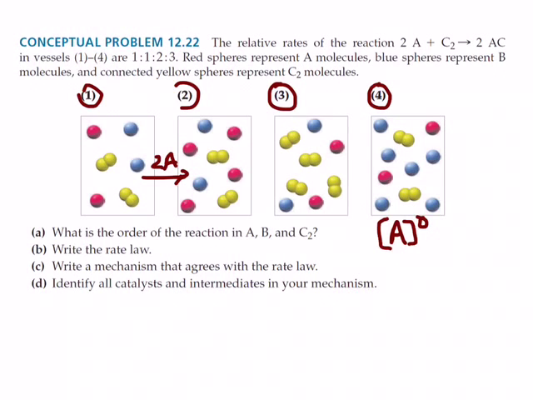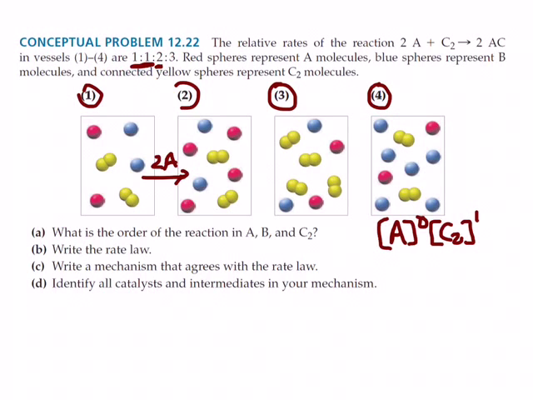Now what about vessel 3? Vessel 3 compared to vessel 1 has the same amount of A, the reds are the same in 1 and 3, the same amount of Bs, the blues are the same in 1 and 3, but it has twice as much C2. We've got 4 C2s versus only 2 in vessel 1. So we've doubled the C2. That doubling of C2 caused the rate to double. Notice the rate was twice as high as it was in the first 2 containers. Since we doubled the C2 and that doubled the rate, the rate is proportional to C2, so C2 must be first order.